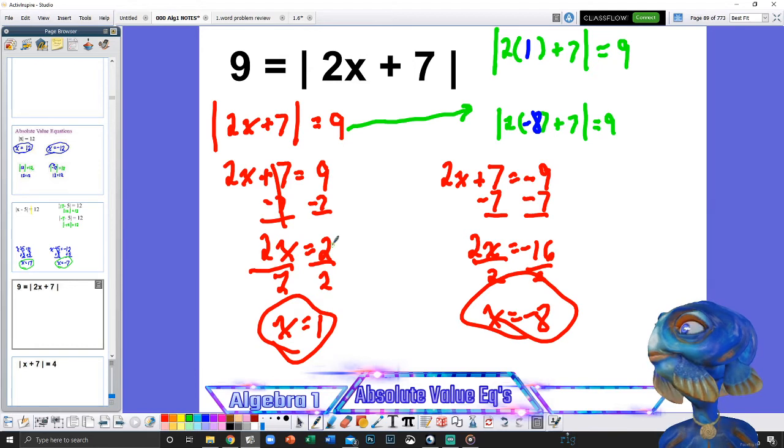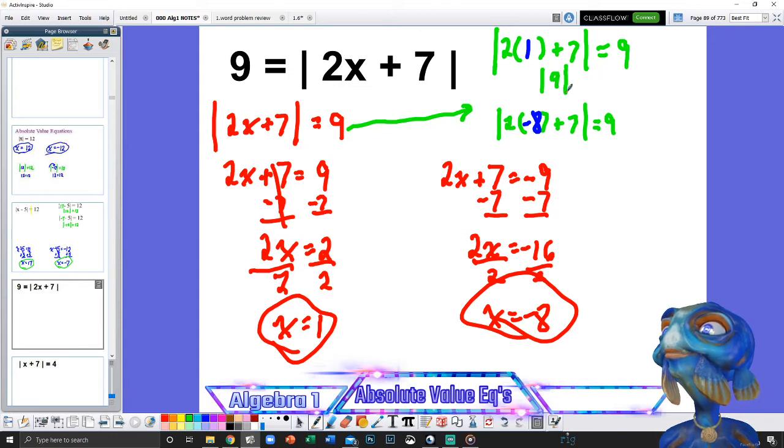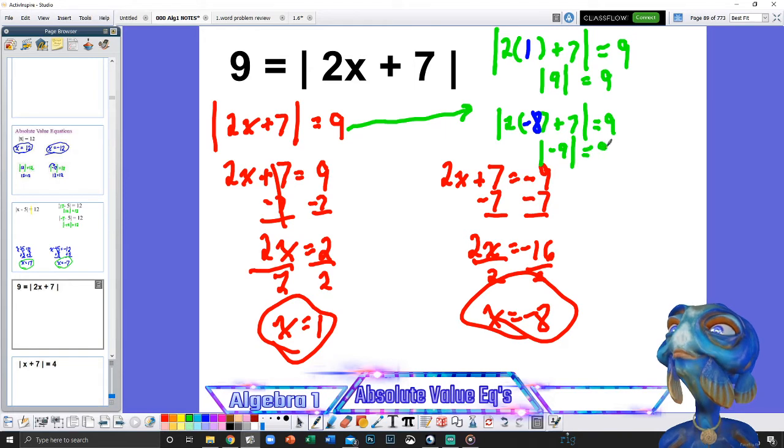In my calculator, I type exactly what I see here. 2 times 1 plus 7, that is 9. What's the absolute value of 9? 9. That worked. Here I get negative 16 plus 7, which is negative 9. What's the absolute value of negative 9? 9. Yes, this is good.